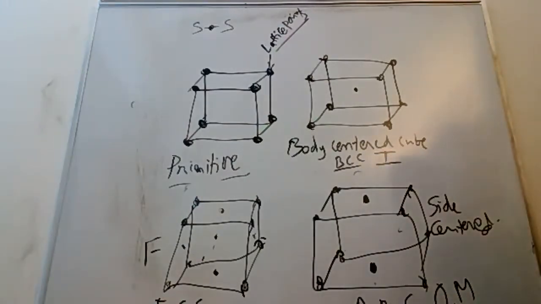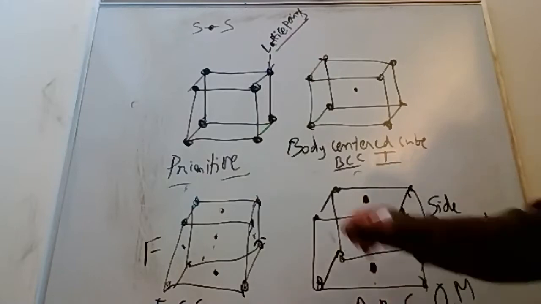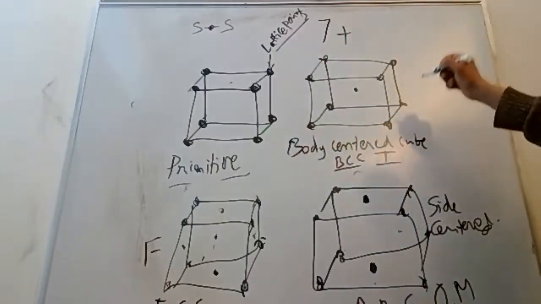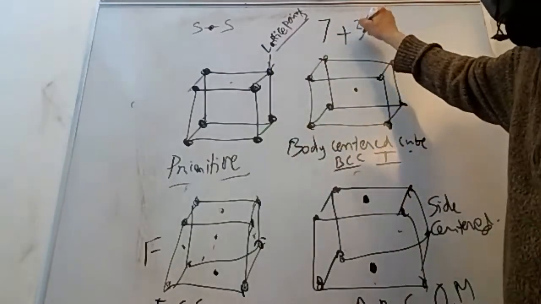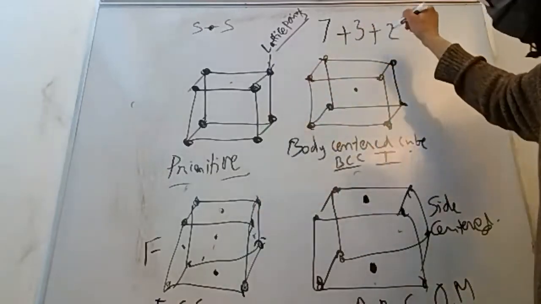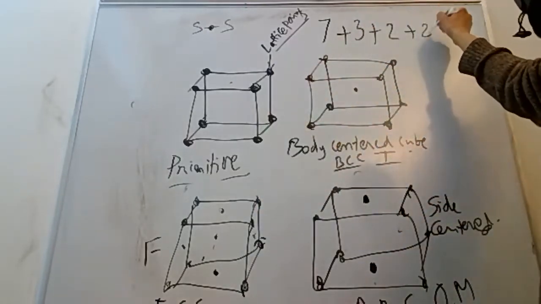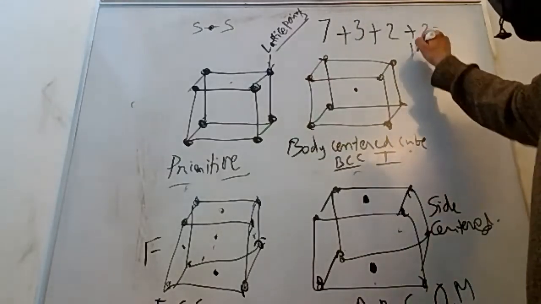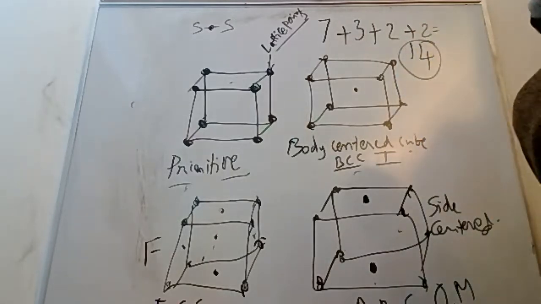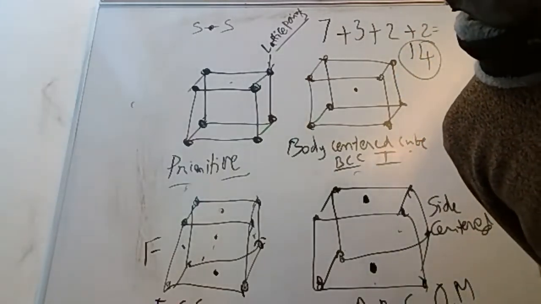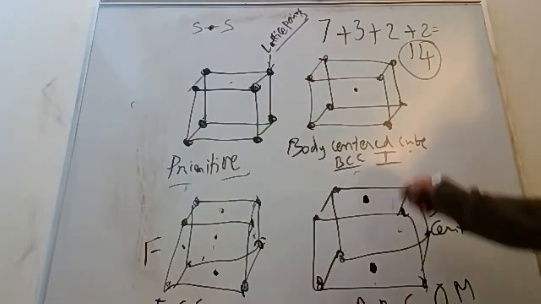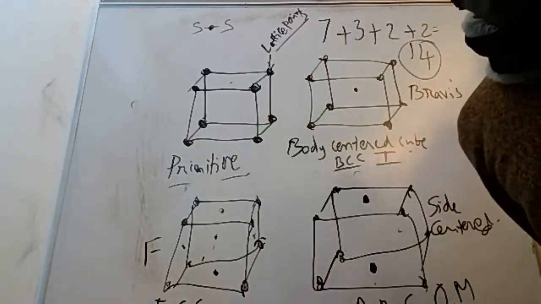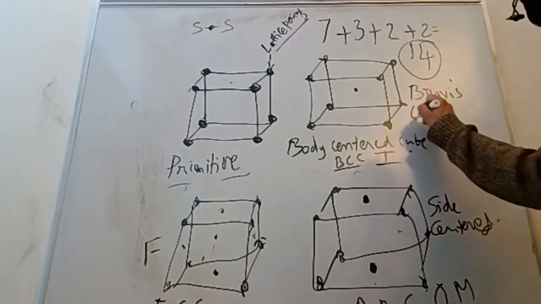Okay, so let's see what we have now. We have 7 primitive systems, plus we have 3 body-centered types and 2 face-centered, and we have 2 side-centered. So when you add all of them, 7 plus 3 plus 2 plus 2, 14. This is the magic number. So collectively, these 14 lattice types are called Bravais lattices, B-R-A-V-A-I-S, that S is silent, Bravais lattices.